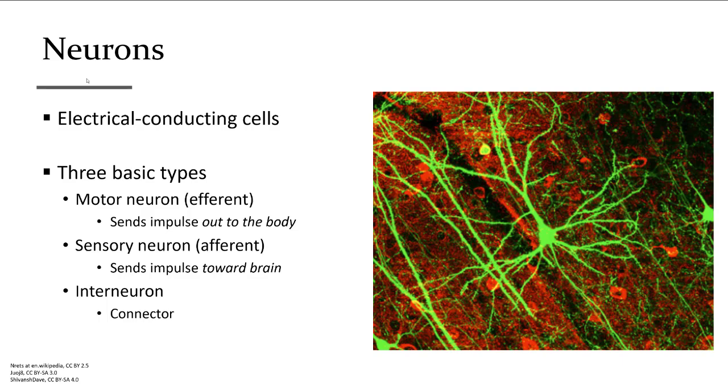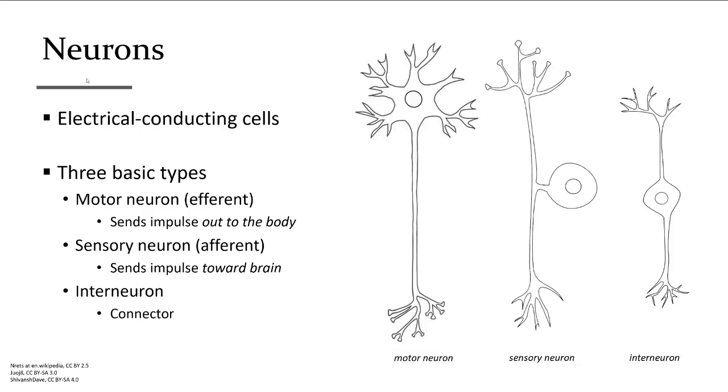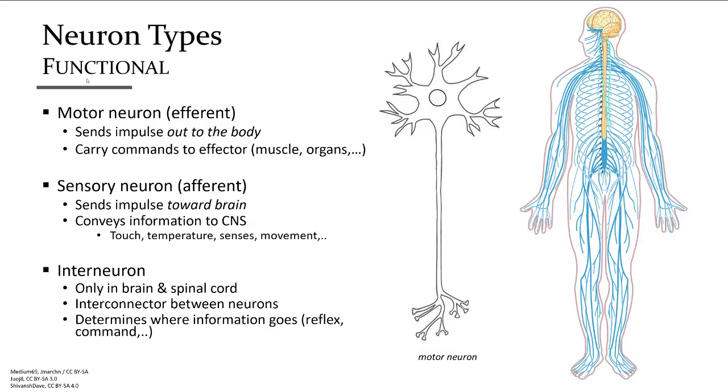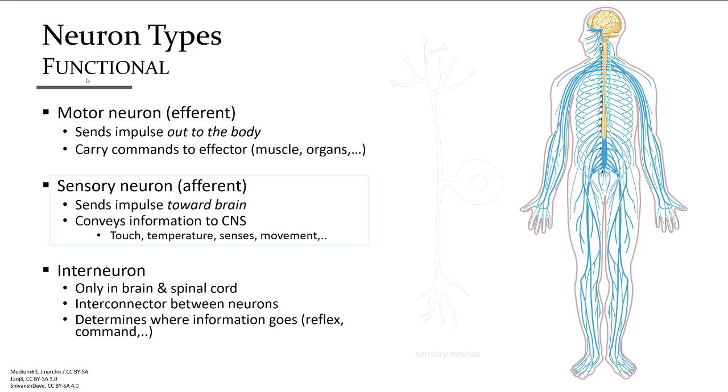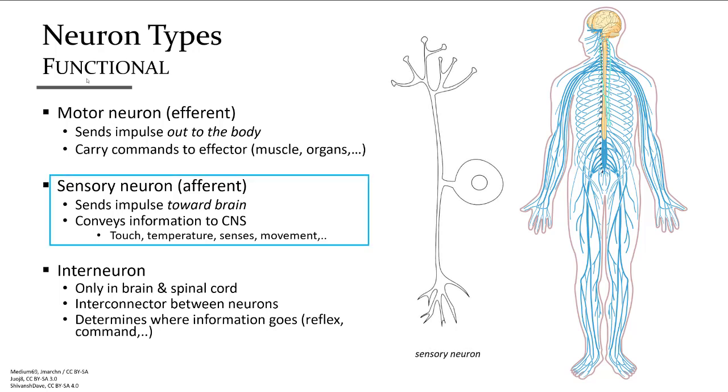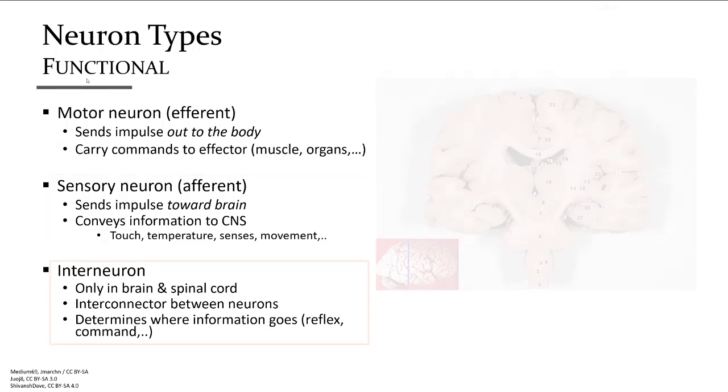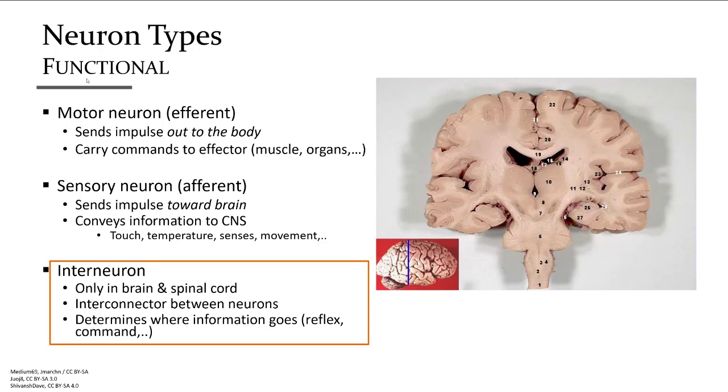There are 3 basic types of neurons. We have motor neurons, sensory neurons, and interneurons. Motor or efferent neurons send impulses out to the body. These signals control muscle cells, glands, and other tissues. Sensory or afferent sends impulses back up to the brain. And interneurons are interconnections within the brain and the spinal cord.